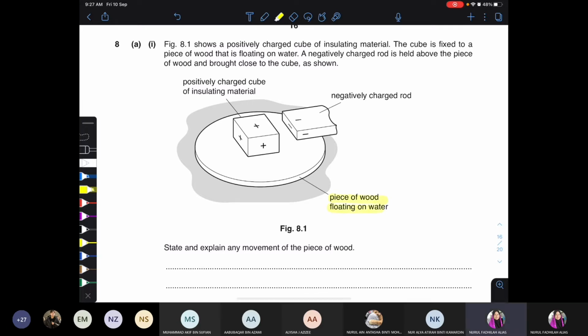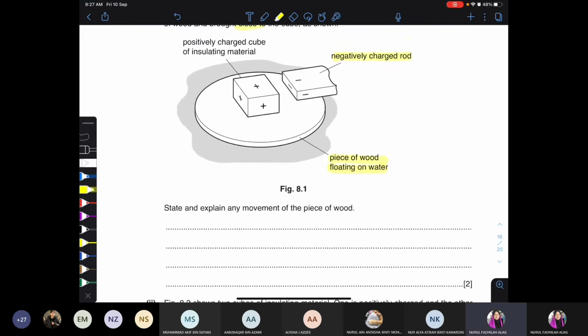The piece of wood is floating on water. And then a negatively charged rod is held above the piece of wood and brought close to the cube. It is brought close, it does not touch. So what happened?